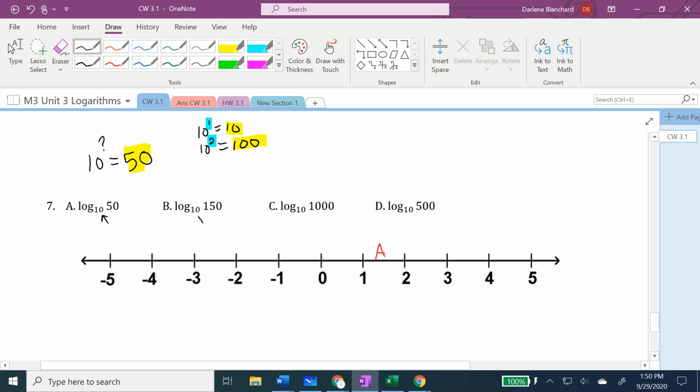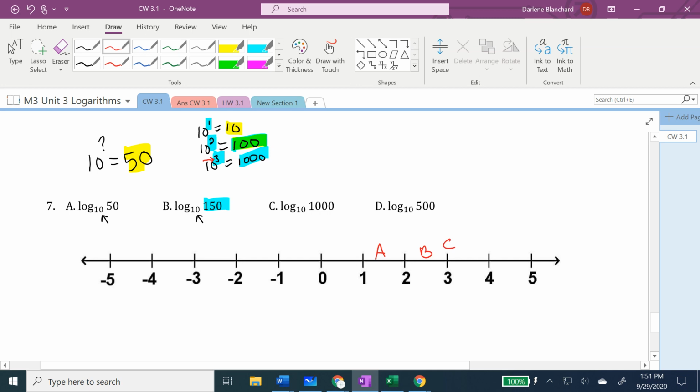Part B, 10 to what power is 150? Well, let's see. 10 squared is 100. 10 cubed is 1,000. 150 is between 100 and 1,000. So that means that the logarithm is between 2 and 3. For part C, 10 to what power gives you 1,000? Ding, ding, 3.